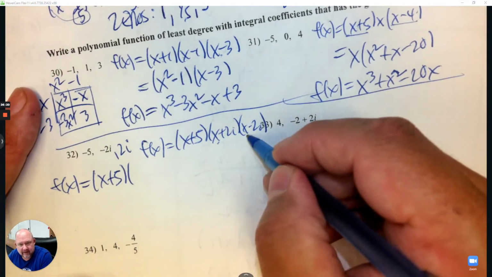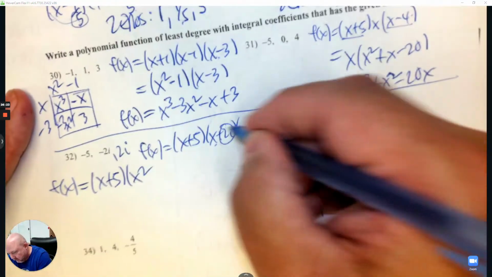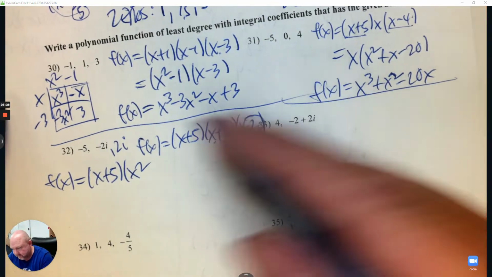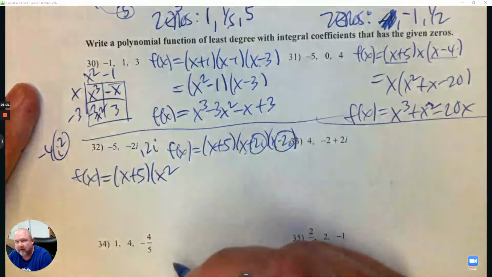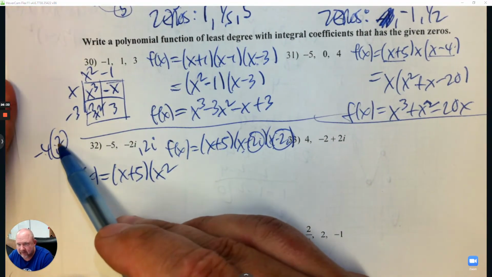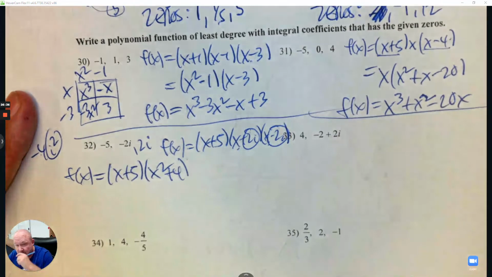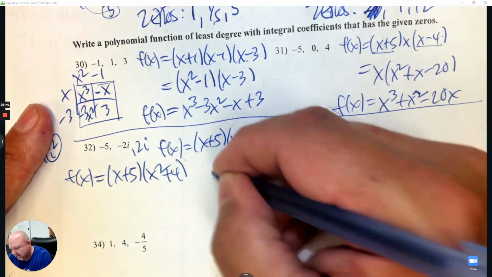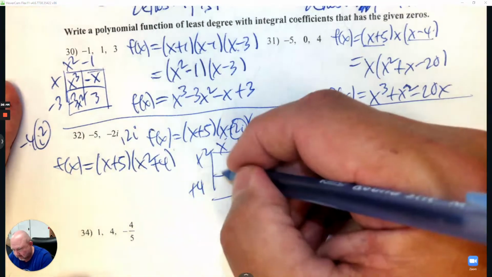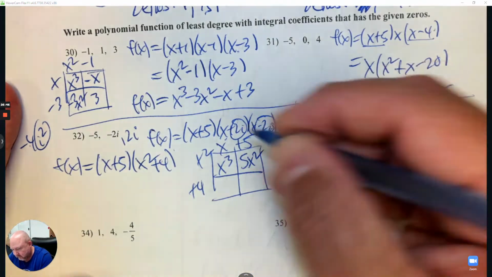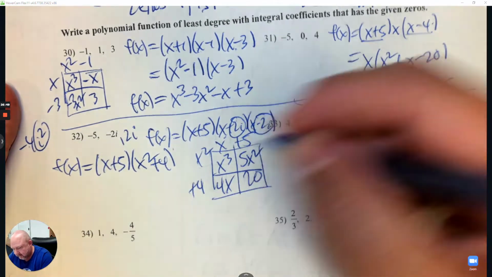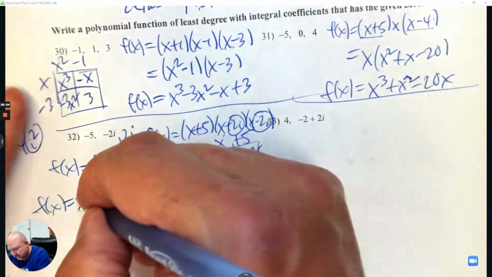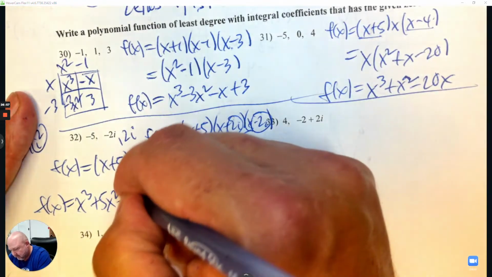So x times x is x squared. Now 2i and negative 2i is negative 4i squared. But I want you to remember that i squared is negative 1. So a negative times a negative, this just becomes x squared plus 4. Then we can FOIL that out. So we have x plus 5, x squared plus 4, and then FOIL it out. So that's x cubed, 5x squared, 4x, and 20. And then you have your function. So we have x cubed plus 5x squared plus 4x plus 20.